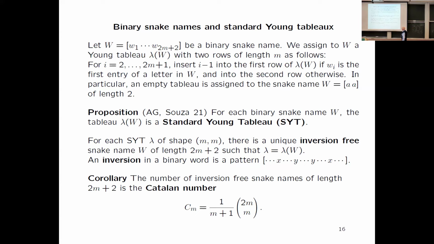And moreover, for each standard Young tableau, well, I explained why it is a Young tableau, but that it is standard actually follows from the conditions on the snake name. It's not obvious, but it happens always to be standard. And the other way around, if you have a standard Young tableau, there is a canonical way to recover the snake name.